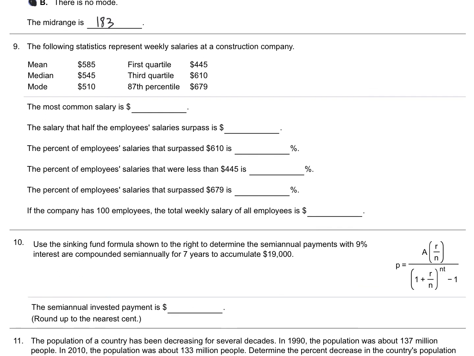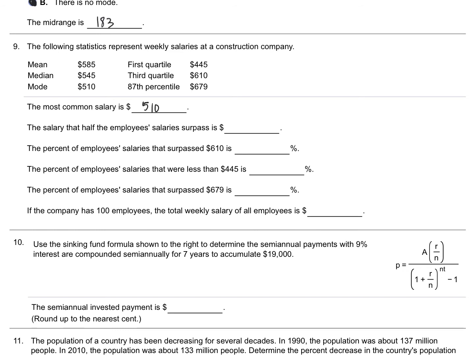Let's look at number 9. The following statistics represent weekly salaries at a construction company. They don't give us each individual salary. This time they're giving us the mean, median, mode, first quartile, third quartile, 87th percentile, and then they're going to ask us questions related to the information that they gave us. So let's see if we could figure these out. The most common salary. Well, remember, the most common is the number that appears the most often, which is the same definition as the mode. So that would be the most common salary.